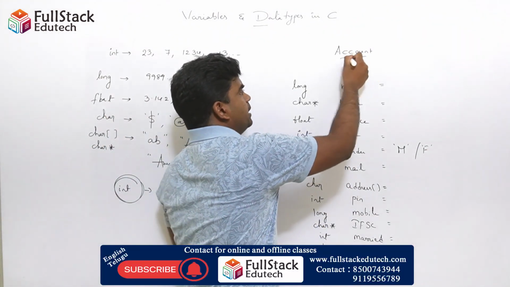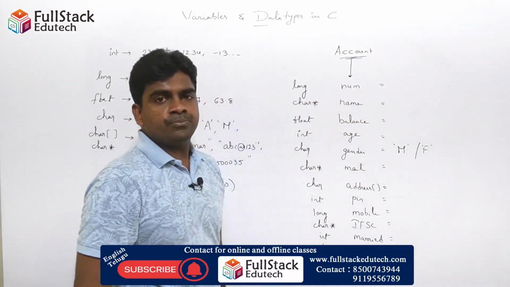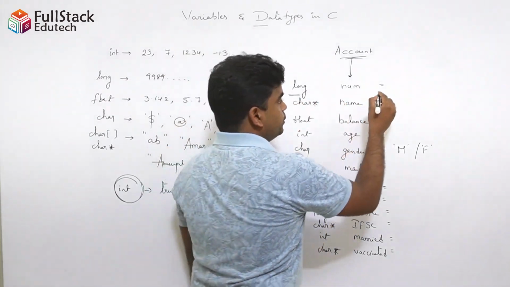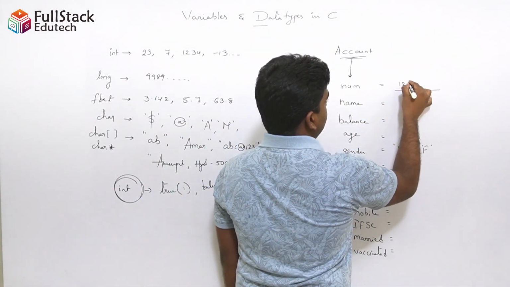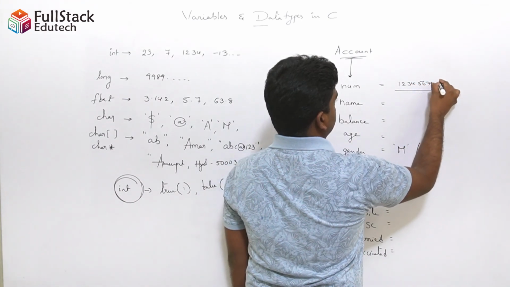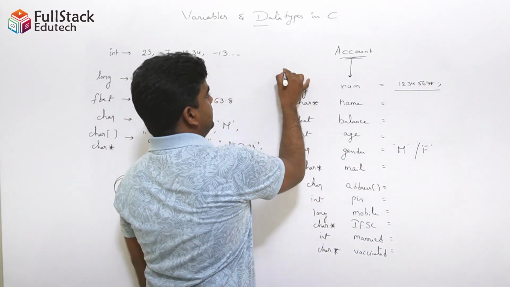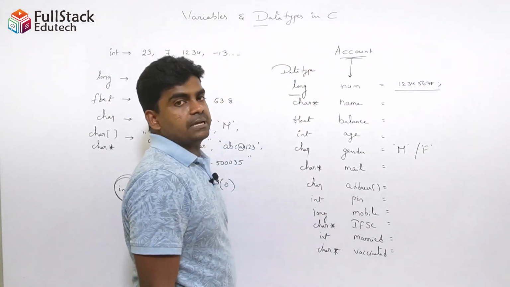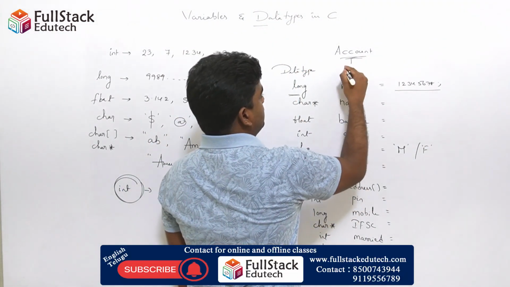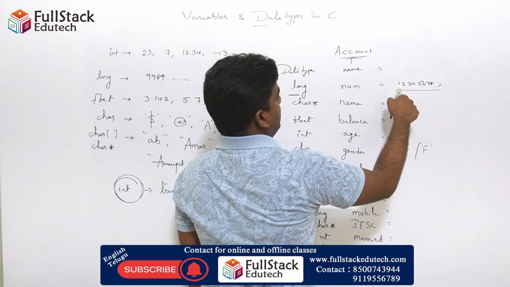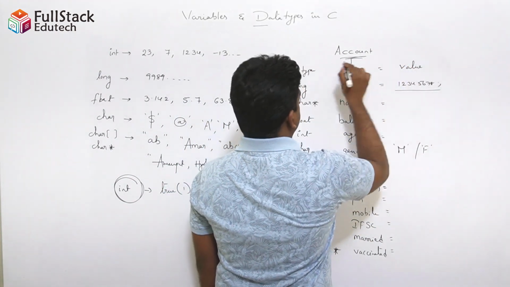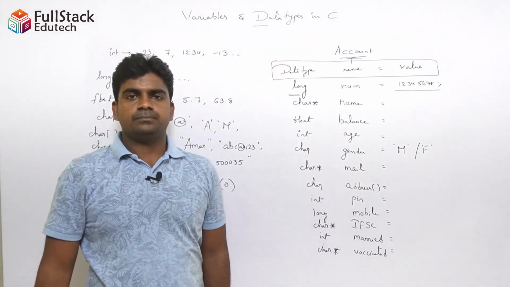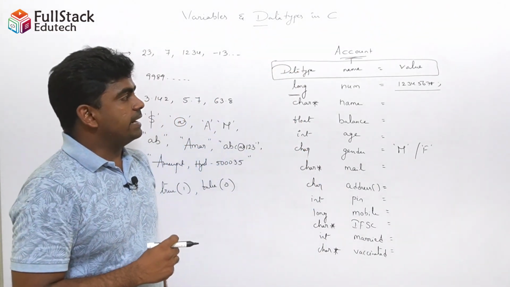Whenever you are writing variables, on the left side you need to write the data type, and on the right side you need to write the value. This is the data type. In the declaration of a variable, the data type is compulsory. This one is the name, the identity, and this one is the value. This is simply the syntax while writing a variable.